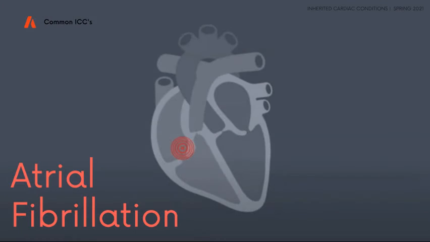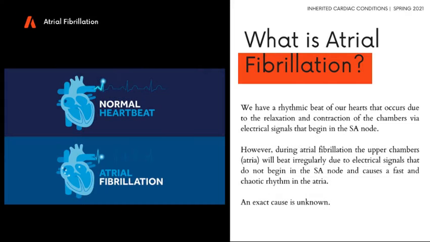What is atrial fibrillation? Well, as you probably know and could probably feel at this moment, we have a rhythmic beat of our heart. This beat comes from the chambers of the heart relaxing and contracting. This relaxation and contraction is due to electrical signals that begin in the SA node.